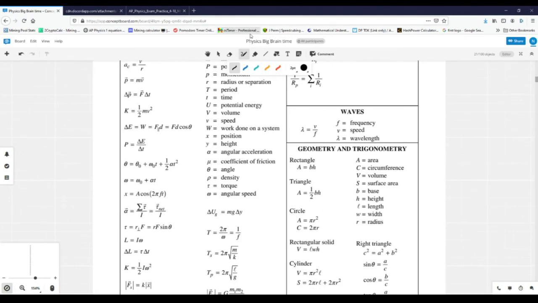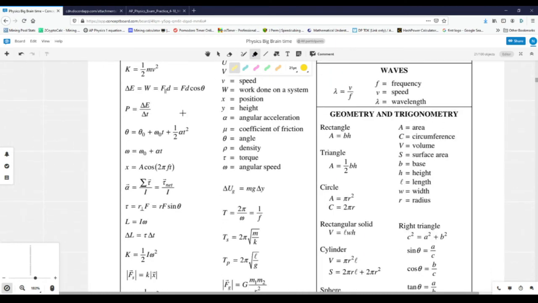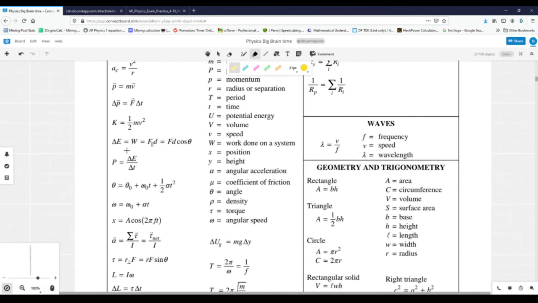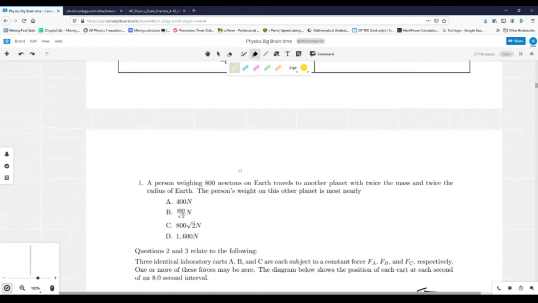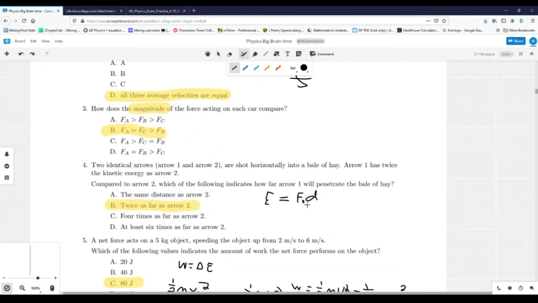But if we go to the formula sheet, it's somewhere on here. It's right here. Oh yeah, true. I didn't think of using that. So then we solve for D. So D is equal to energy over force parallel, and we said force parallel is a constant. And it asks what happens if arrow 1 has twice the kinetic energy of arrow 2. So if we double energy, what happens to distance? That doubles. Distance doubles, and that's why it's B.